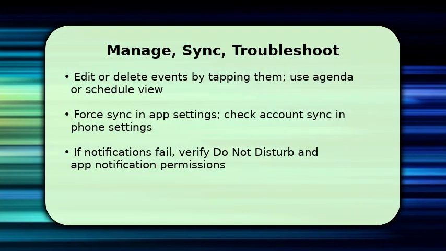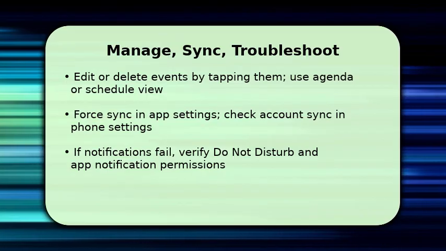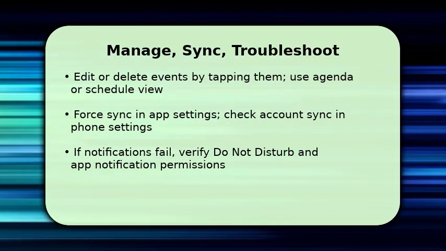Finish by reviewing views. Switch to day, 3-day, or schedule to confirm everything looks right, and tap any event to edit or delete. If events don't appear, force a sync in calendar settings and verify account sync under your phone's account settings. This resolves most missing event issues.